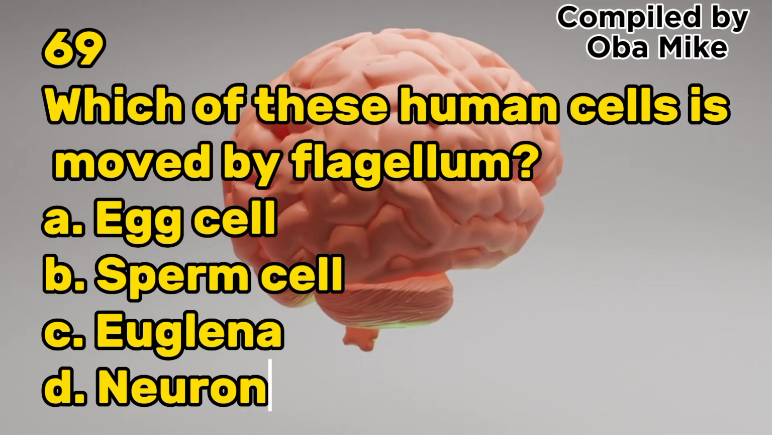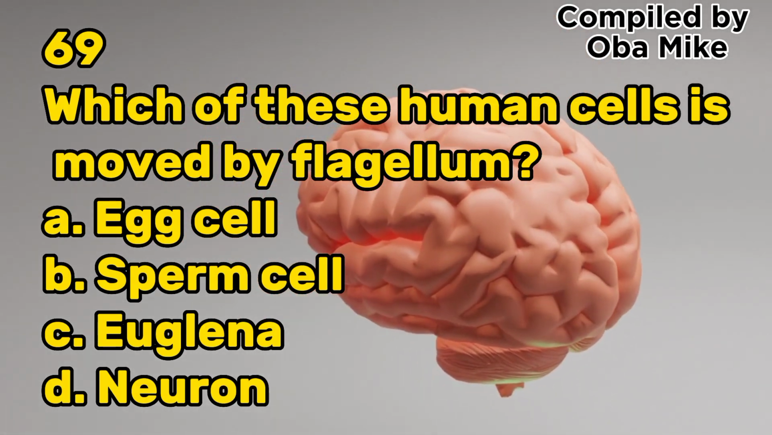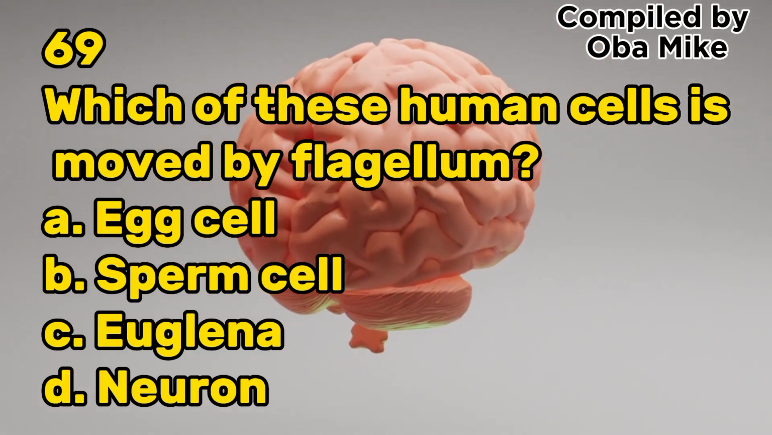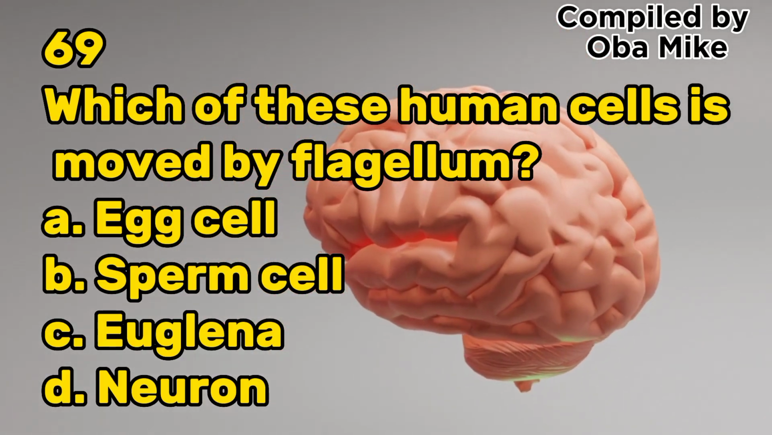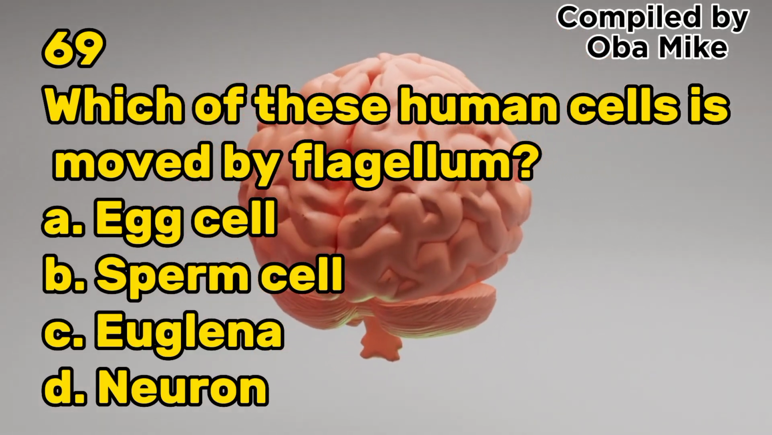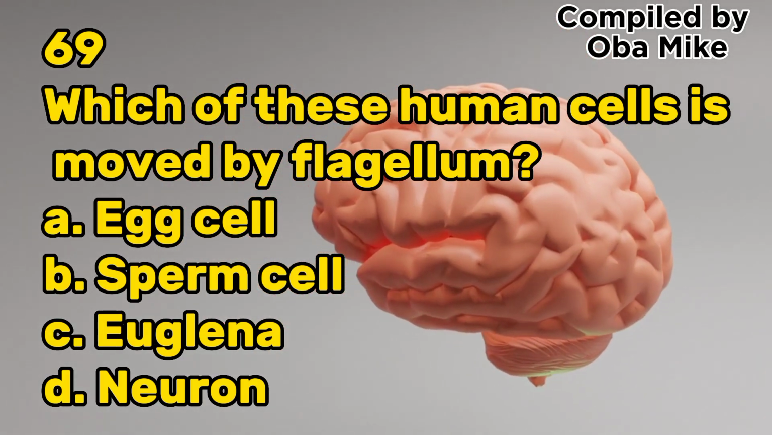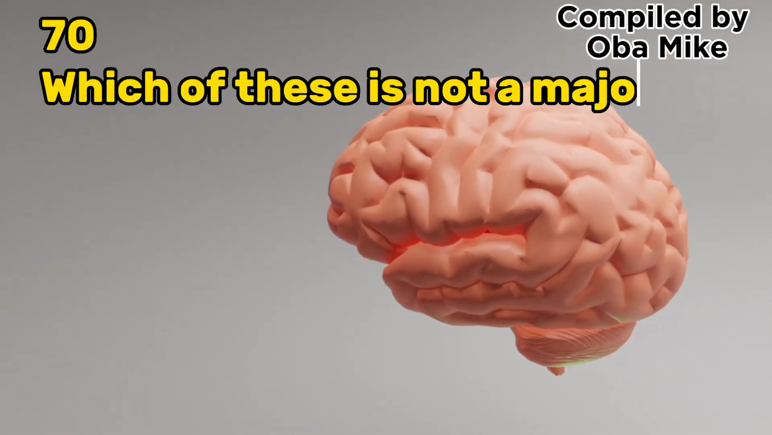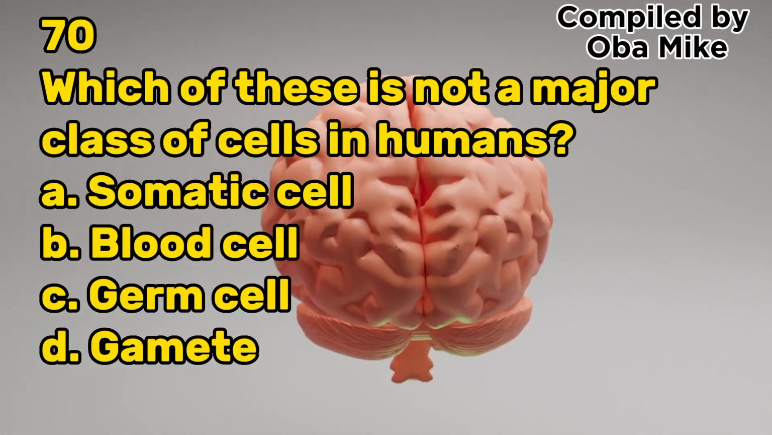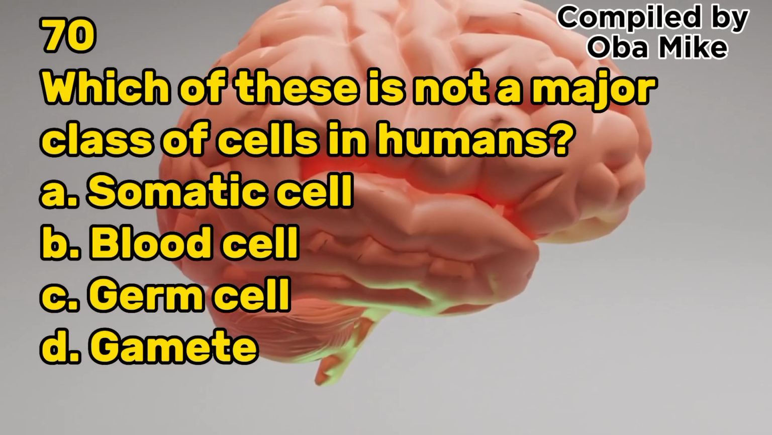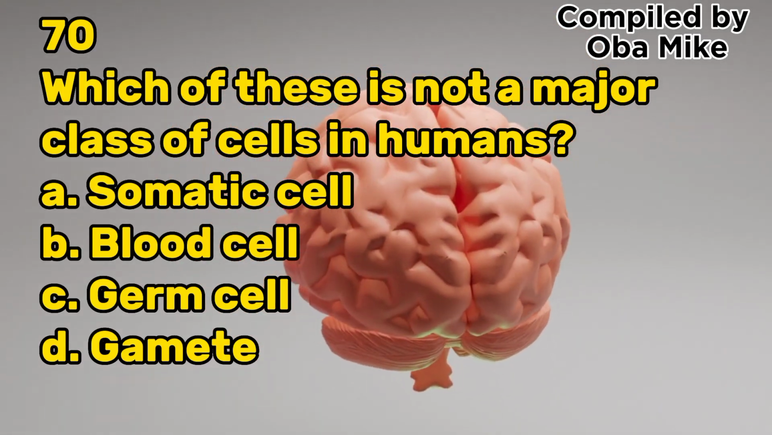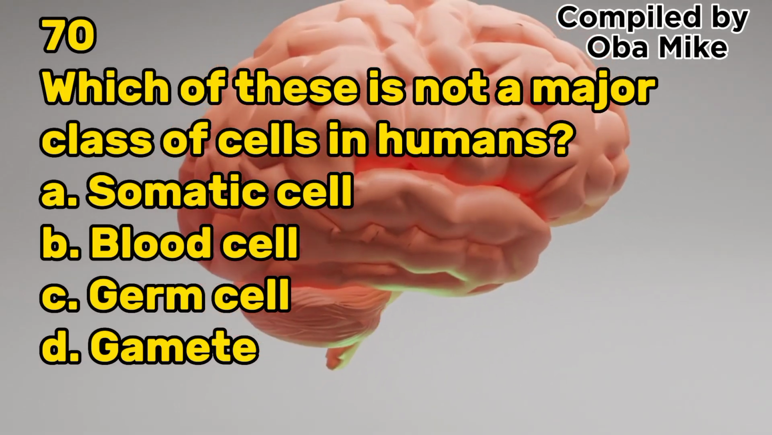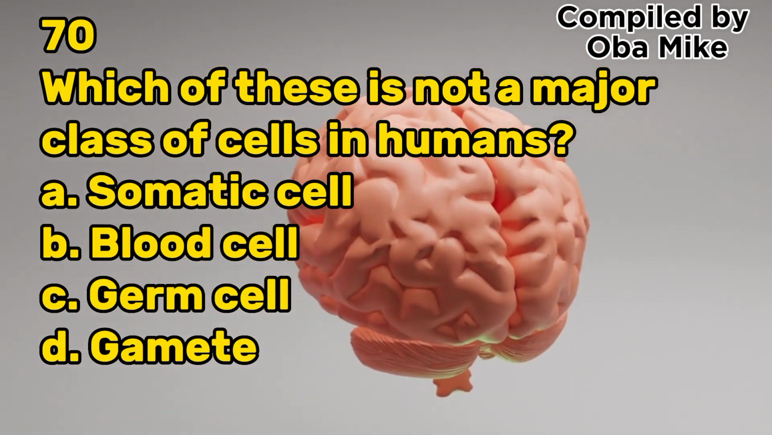69. Which of these human cells is moved by flagellum? A. Egg cell, B. Sperm cell, C. Euglena, D. Neuron. 70. Which of these is not a major class of cells in humans? A. Somatic cell, B. Blood cell, C. Germ cell, D. Gamete.